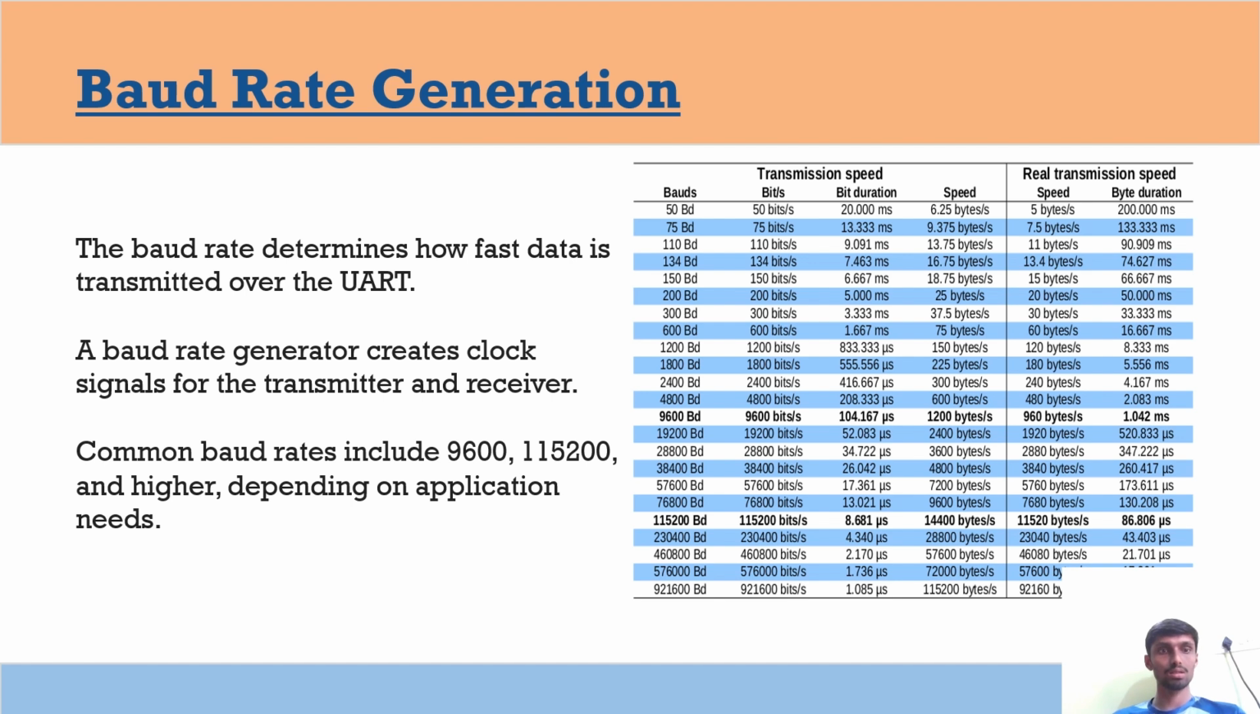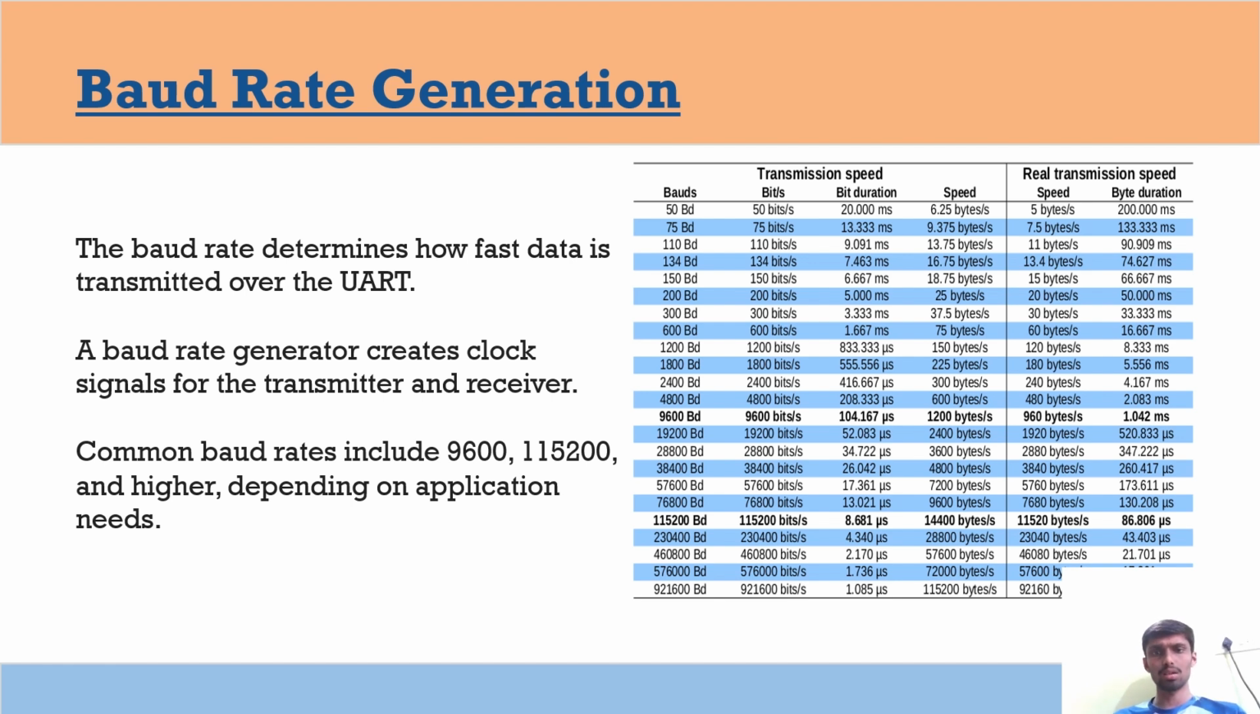And this is baud rate generation. The baud rate determines how fast data is transmitted over the UART. The baud rate generator creates the clock signal for the transmitter and receiver. The common baud rates include 9600, 115200, and higher, depending on the application needs.